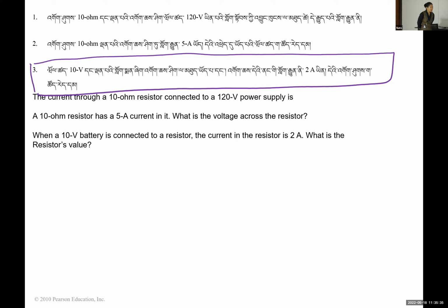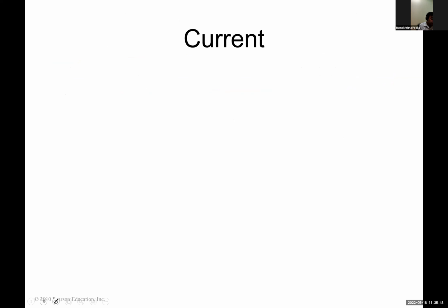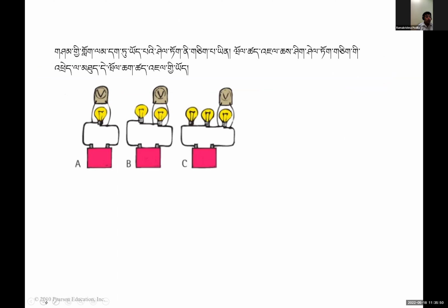5 ohms. Okay, very good. So that's 5 ohms. So you understand how to use Ohm's law now, right? So very good. So let's do this question. Yep. So they have to do this, right? Yeah, they have to do this.